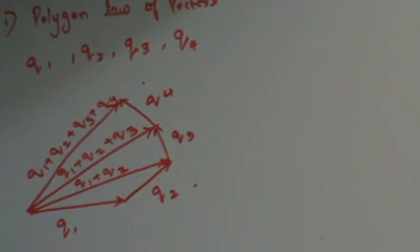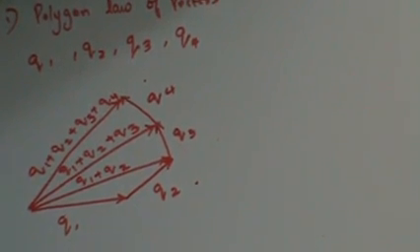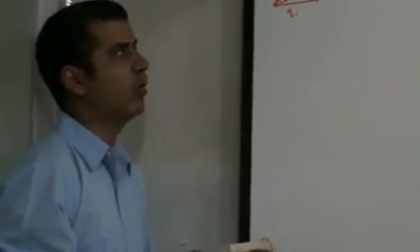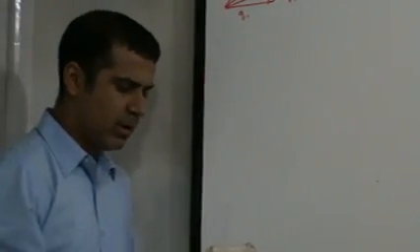Can you please write this down? State polygon law of vectors. Leave space for copying this. Write the law down first.